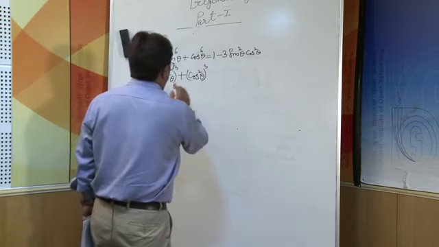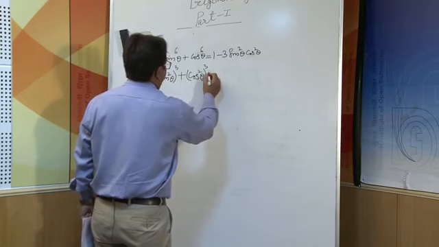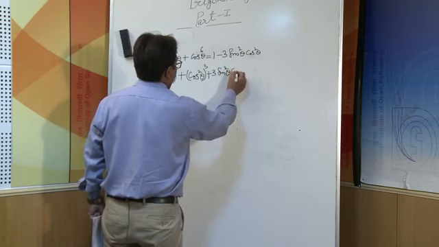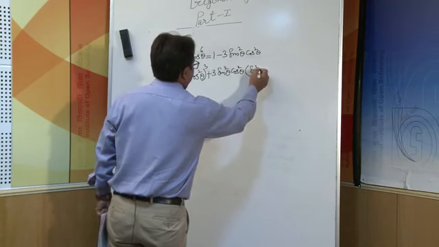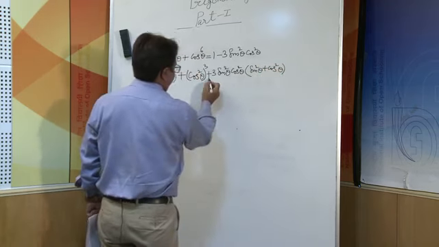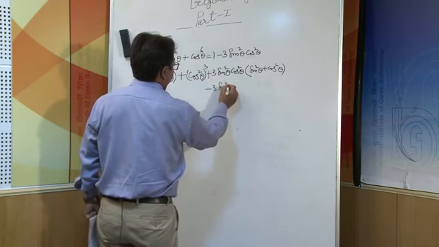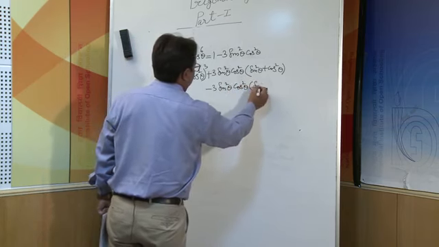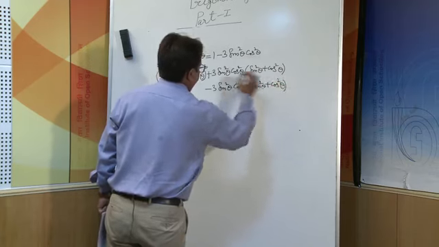Now, if I want to make it a plus b whole cube type, then I need to add 3 sin square theta cos square theta in bracket sin square theta plus cos square theta, and whatever I have added I have to subtract also, minus 3 sin square theta cos square theta in bracket sin square theta plus cos square theta.